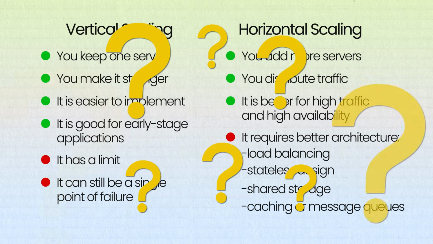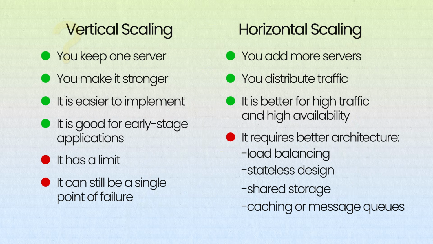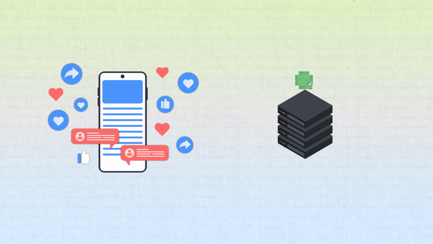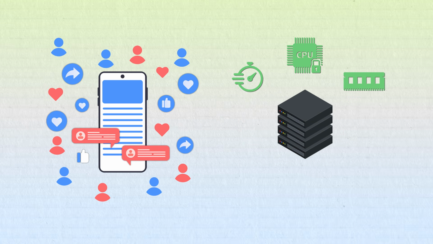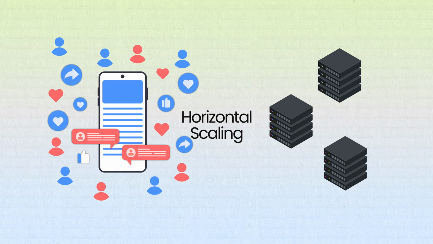Which one should you choose? In real projects, the answer isn't usually one or the other forever. Most applications start with vertical scaling because it's simple. You build the product, you get the users, you upgrade the server when needed. But as traffic grows and downtime becomes more serious, you move toward horizontal scaling.